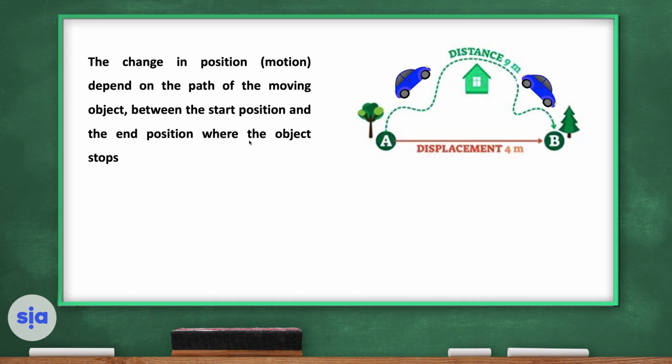The change in position or the motion depends on the path of the moving object between the starting point and the end point, or the end position where the object stops. So for example, this blue car will move from the point A till the point B. The distance covered actually is represented by this dotted line. It's 9 meters, while the displacement is only 4 meters.